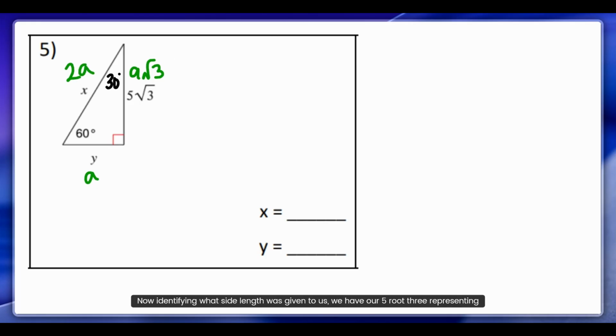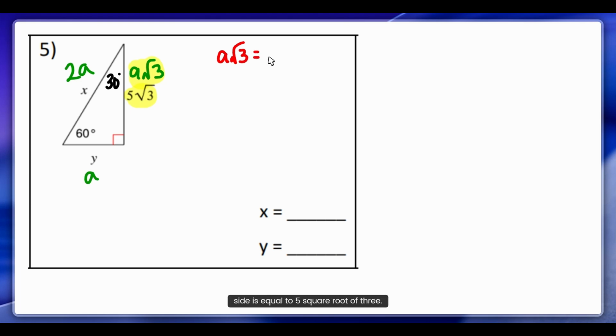Now, identifying what side length was given to us, we have our 5 root 3 representing the A square root of 3 side. So if we build an equation from that, we can say here that our A square root of 3 side is equal to 5 square root of 3. Remember, A is your best friend. We want to always focus our attention on finding A. What does A equal? So we have an equation with A. We're going to solve for A. So we have A times the square root of 3. How do I cancel multiplying by the square root of 3? Well, to do the opposite would be to divide.